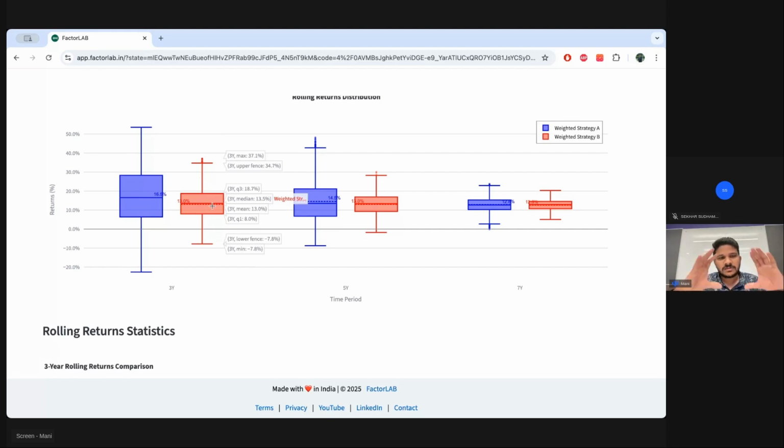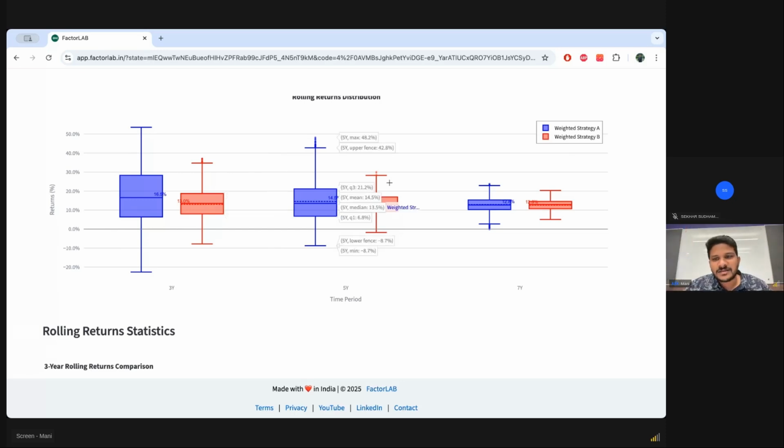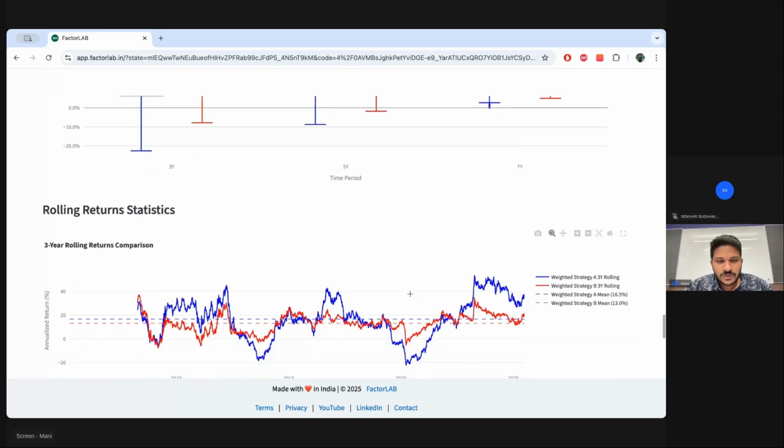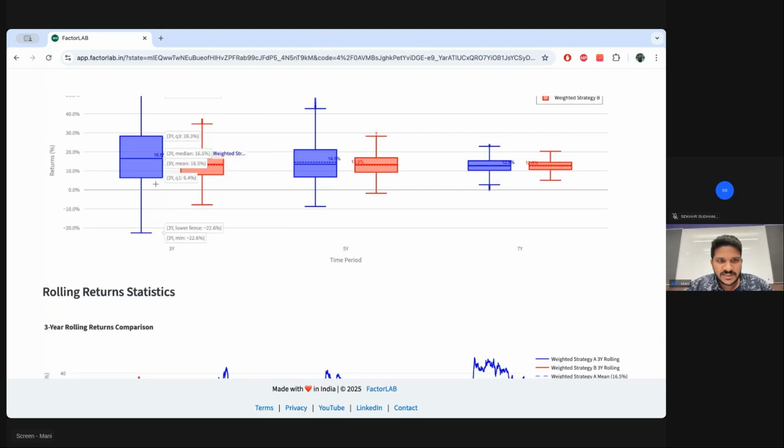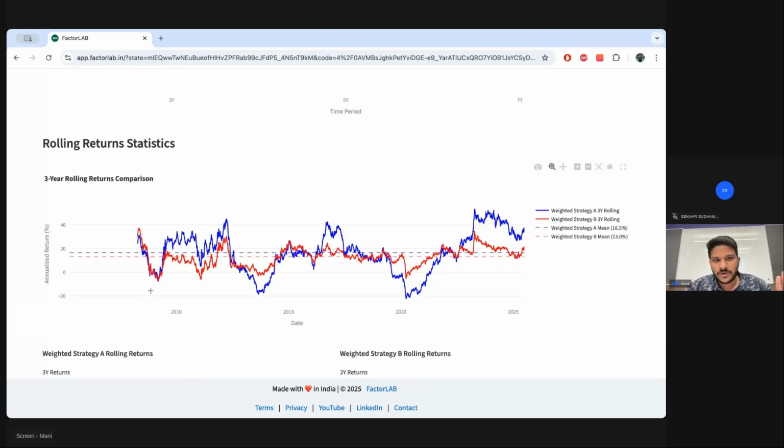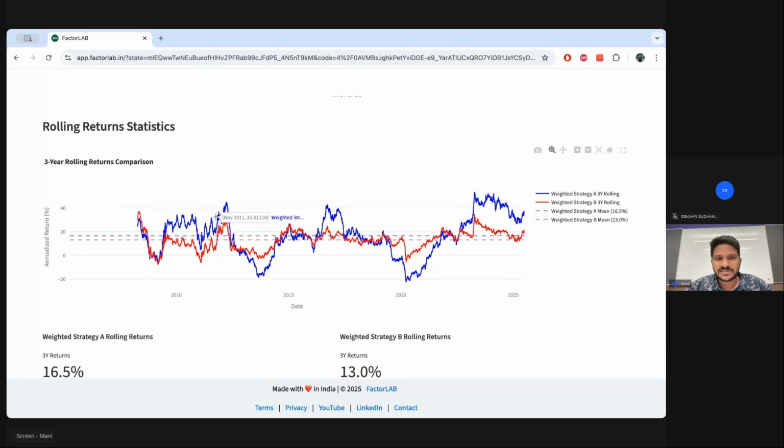So the larger this box plot is, the more confusing it is for us to make a decision. The smaller it is, the more confident that these returns lie in these margins, right? So obviously, when the time period increases, these box plots kind of compress. If you put them on a timeline, this is how it will look. Again, you can see the cyclicality here. Sometimes it is doing well, sometimes it is not doing well.